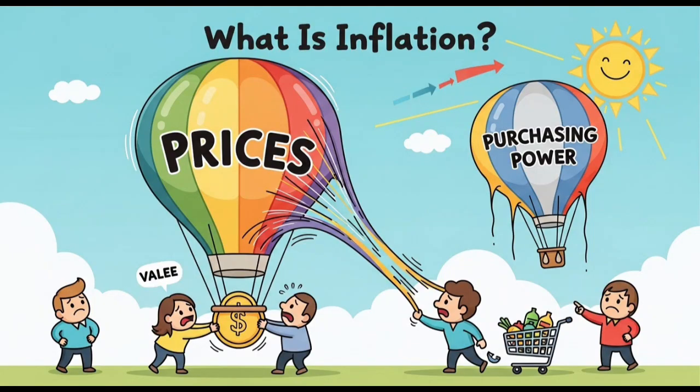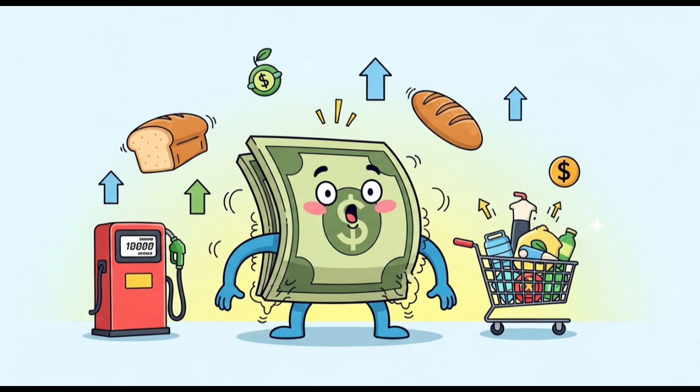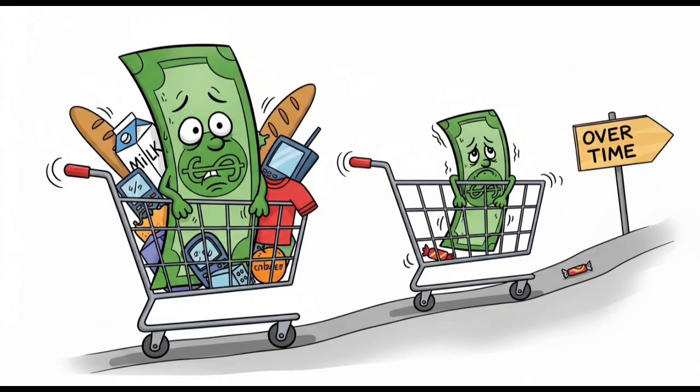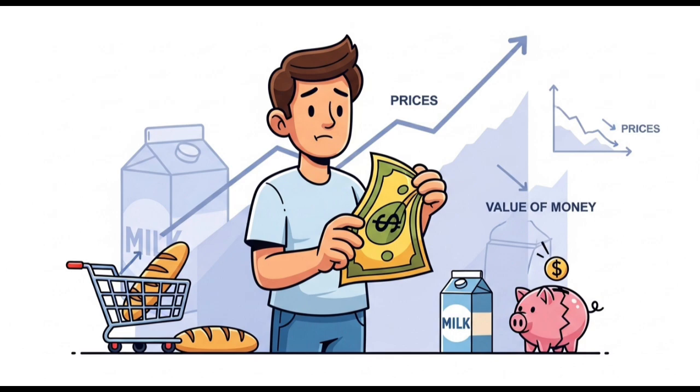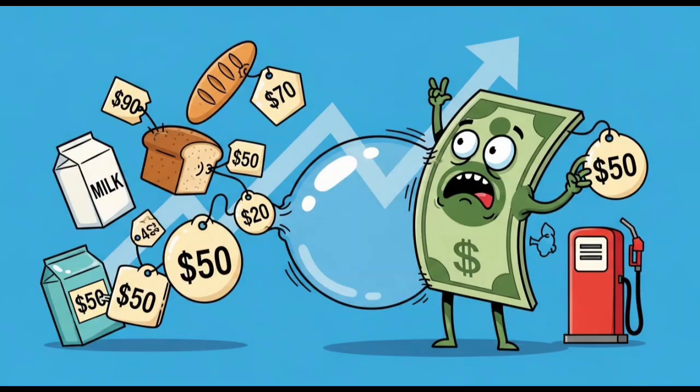What is inflation? Inflation means the price of things keeps increasing and the value of your money keeps decreasing. Things are getting more expensive over time, and because of that, your money buys less than before. Last year, bread was 50 rupees. Today, the same bread is 60 rupees. That price increase is called inflation.